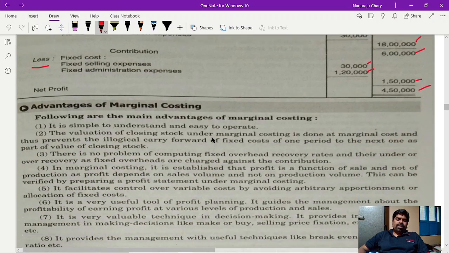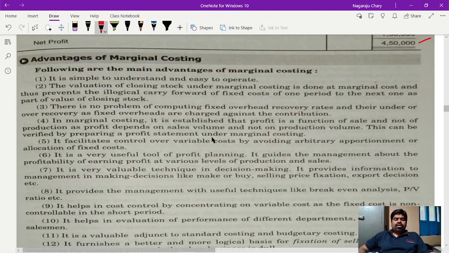So let us see the advantages. What are the advantages in marginal costing? In each and every method we have advantages and limitations, but let us first see what advantages we have. These advantages are: it is simple to understand and easy to operate. It is very easy because we are segregating the expenses, fixed and variable. So these are the fixed expenses, these are the variable expenses. That's why the income statement can be prepared easily.